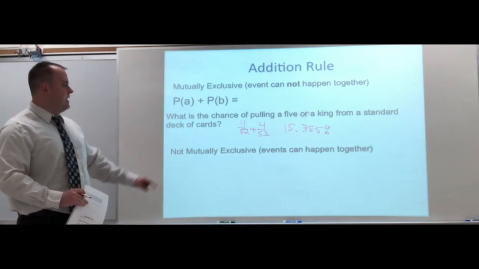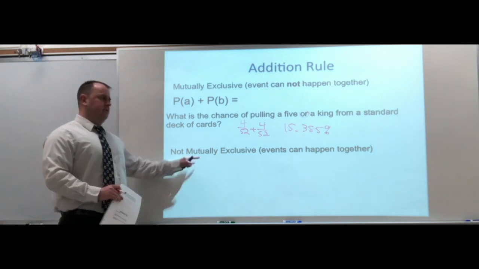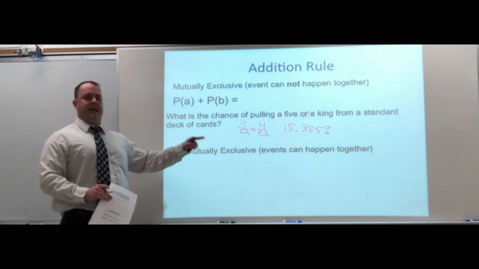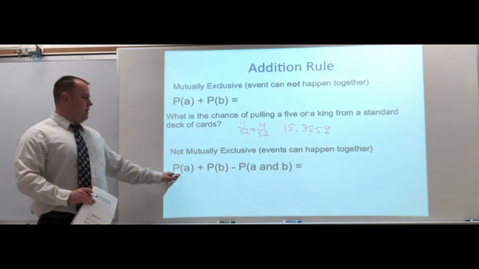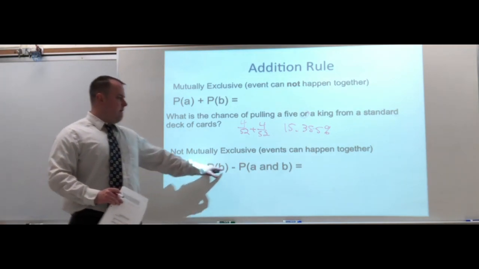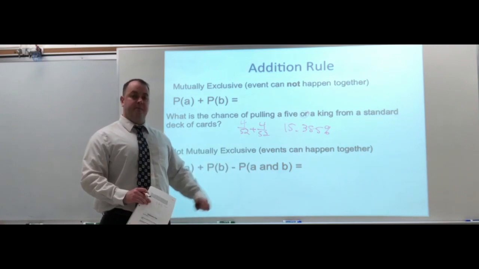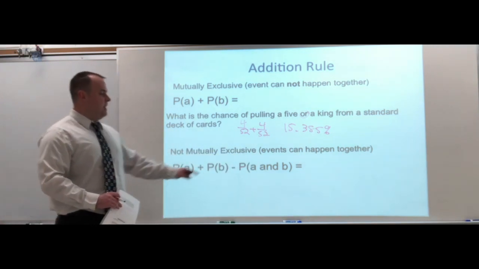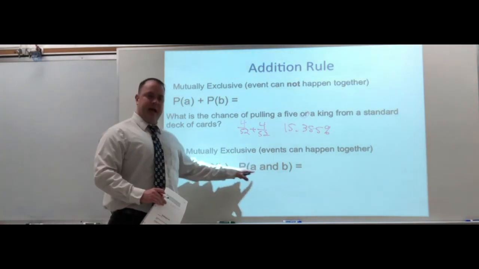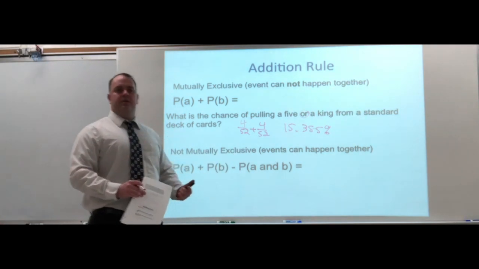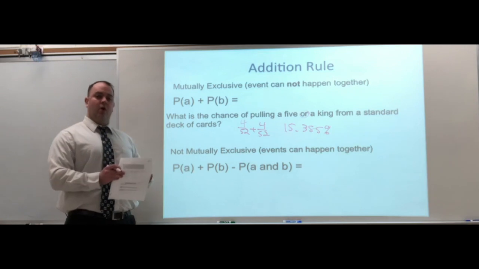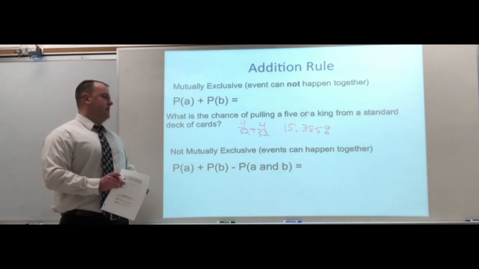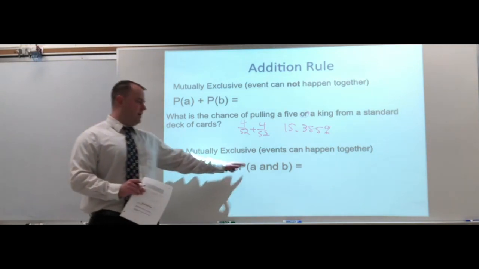15.385%. Now, not mutually exclusive events. These become a little trickier. These are events that can happen together. Probability of A plus the probability of B minus the probability of A and B together. We need to worry about this A and B together because things are going to be counted too many times. If things can happen in both, probability of A and B, there's overlap. So we need to think how many times can they happen together, because then we're going to take that away.